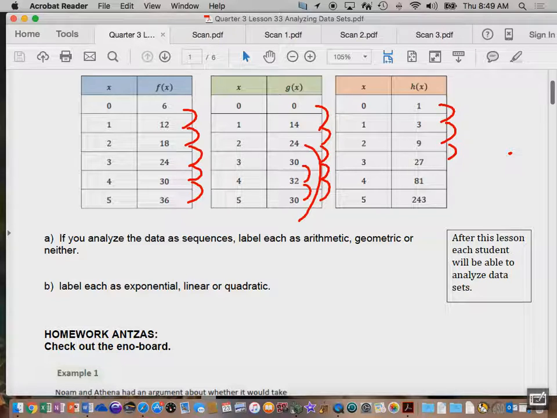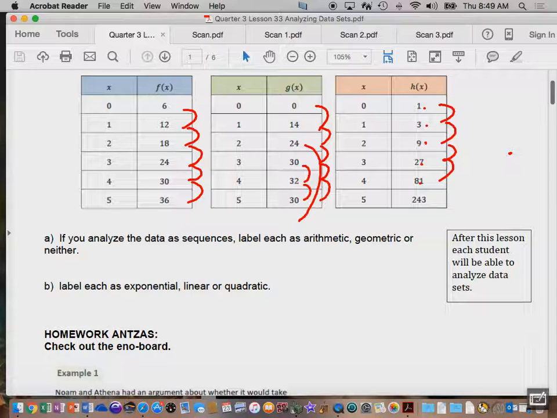Exponential has a common ratio. 81 divided by 27 is 3, divided by 9 is 3, divided by 3 is 3, divided by 3 is 1. Okay, so there's a common ratio there, and this is geometric, because it's being multiplied each and every time. Okay? Any questions on those?